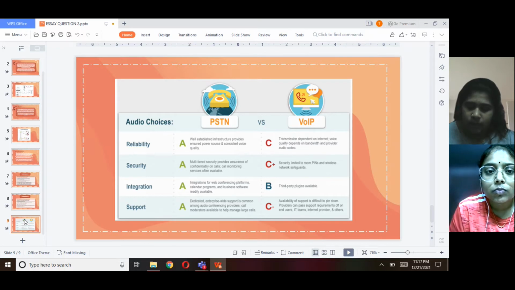And for VoIP, the availability of support is difficult to pin down. Providers can pass support requirements on to end users, IT teams, internet providers, and others.